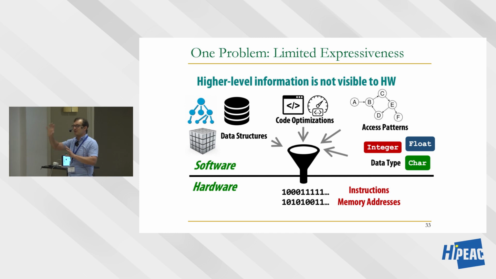There's the discovery of information also. How do you discover information? At the higher level, you can discover some of these. Some of these are already available: data structures, code optimizations, access patterns, data types. These are all available at the high level.